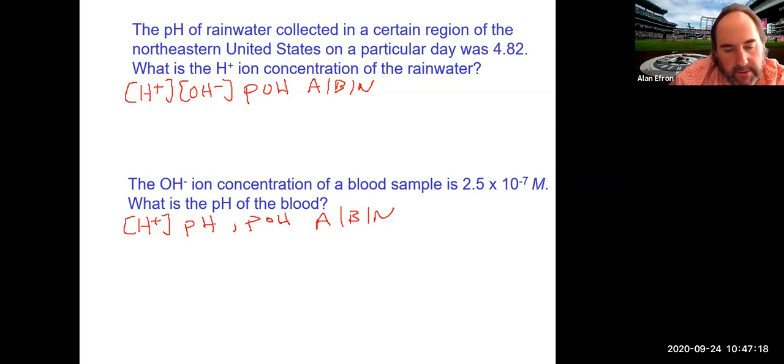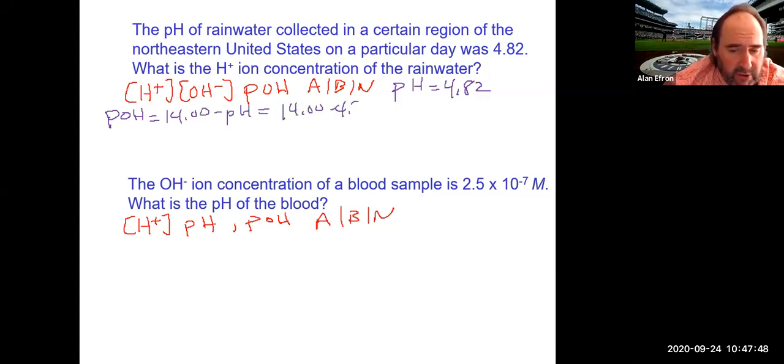Okay, so let's see how we're doing on this. We'll start with the first one. In this case, they gave us the pH, and the pH is 4.82. From the pH, there are a few different things you can get. You can get the pOH pretty easily. The pOH would be 14 minus the pH, so 14 minus 4.82, which looks like 9.18 as our pOH. And that is from the relationship that the pH plus the pOH equals 14.